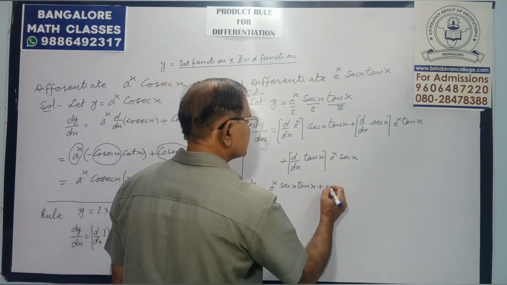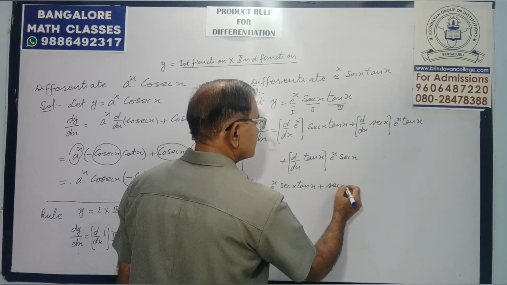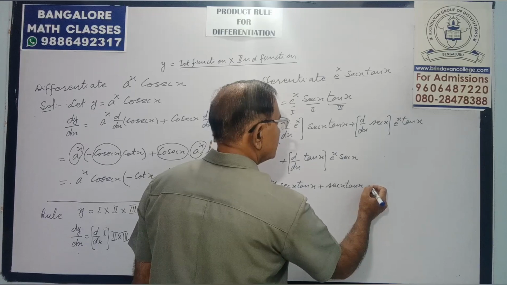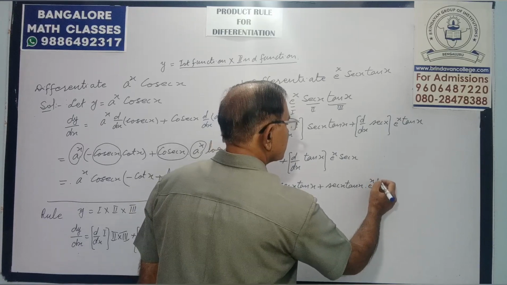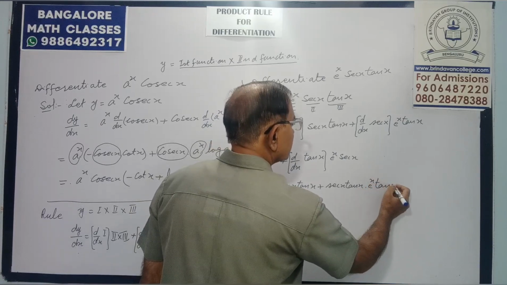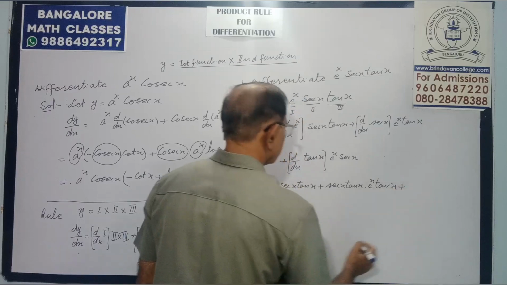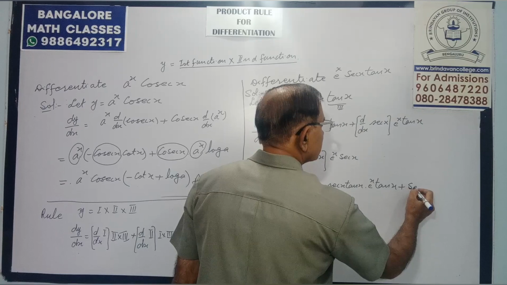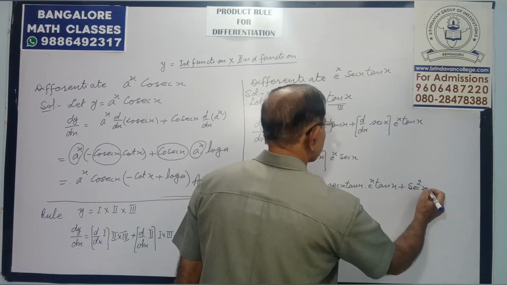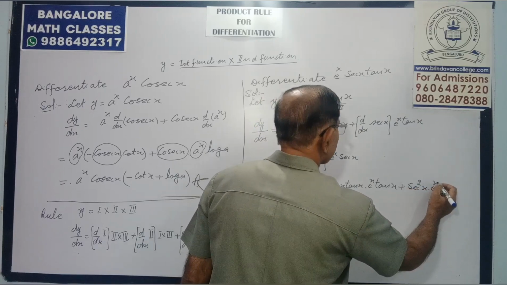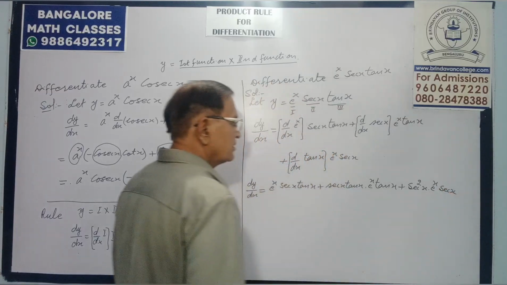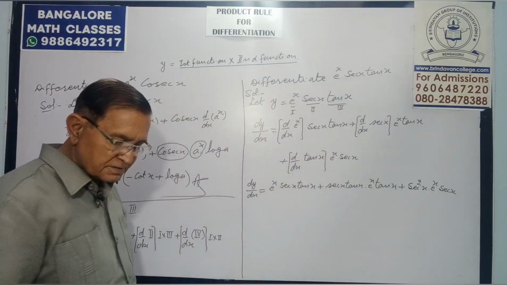Plus d/dx of secant x, that is secant x tan x, into e power x tan x, plus d/dx of tan x, that is secant square x, e power x secant x. This is what we are getting after differentiation.